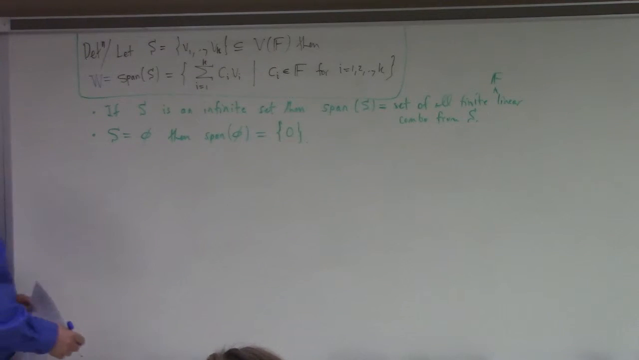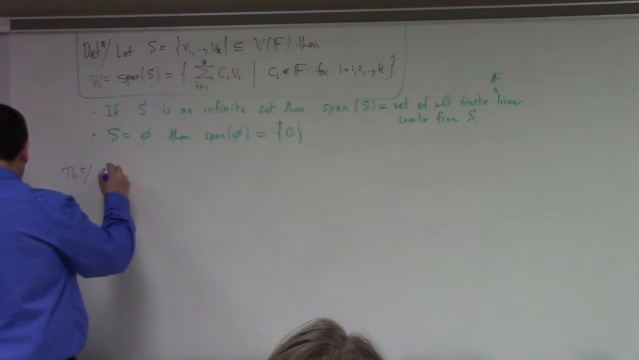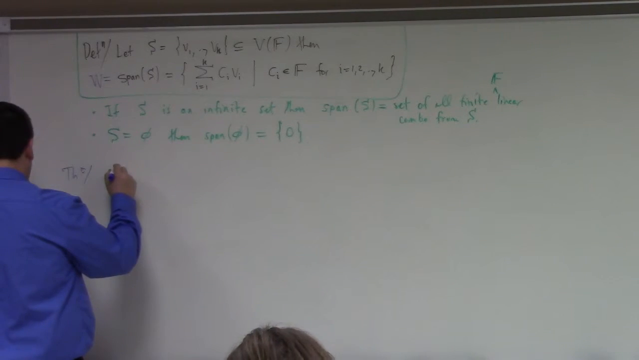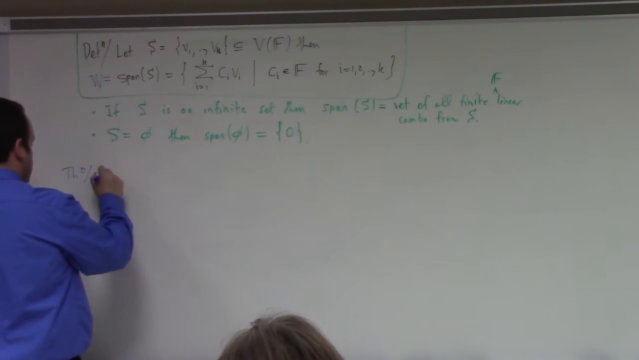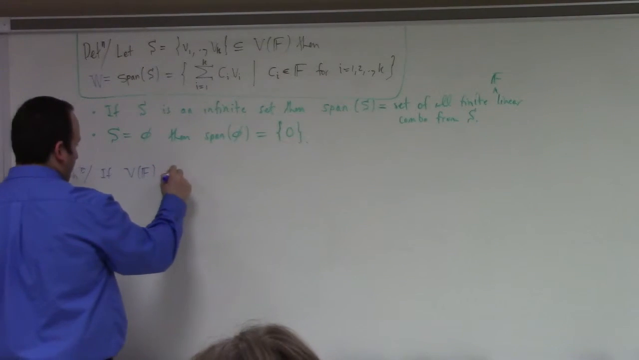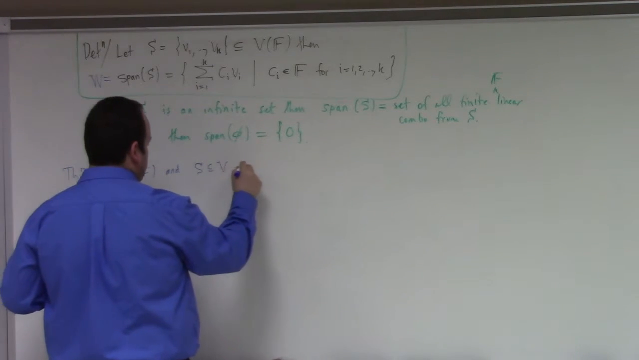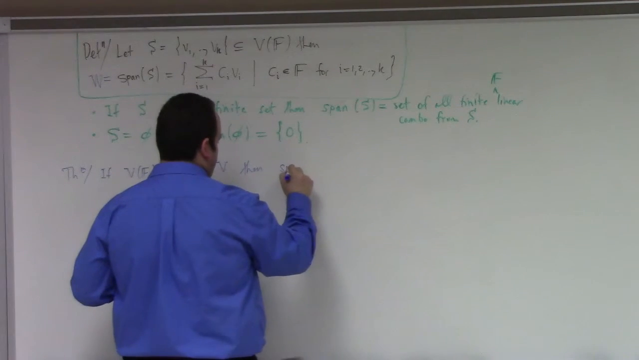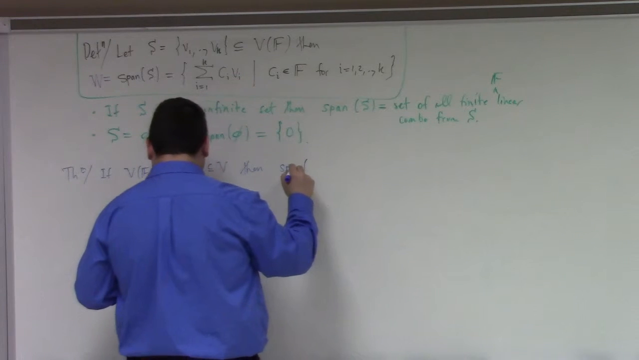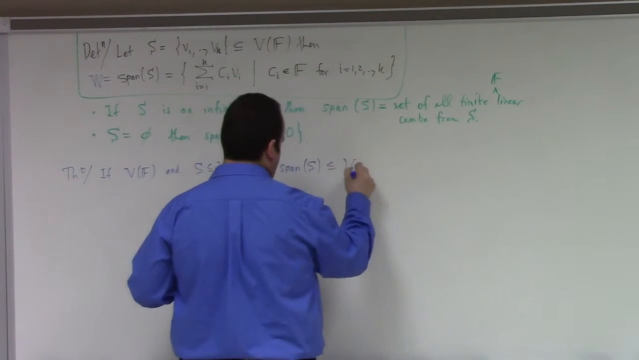And that brings us to the theorem. That's really nice. If V is a vector space over a field F, and S is a subset of V, then the span of S is a subspace of V.